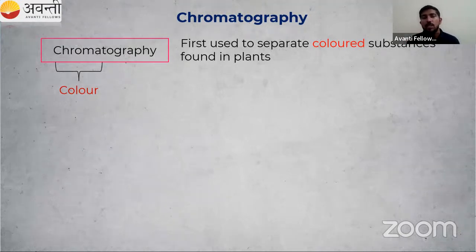So you will have a doubt: sir, can we separate substances without color also? Yes, of course. It was first used to separate colored substances, and that is why the name. We can also separate other components.